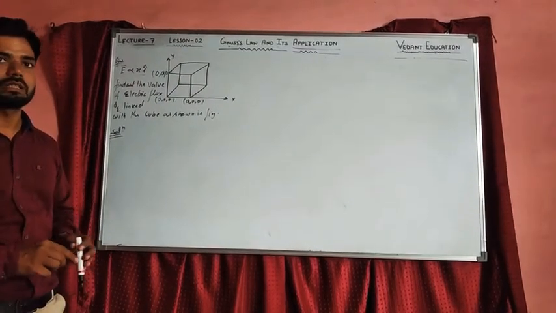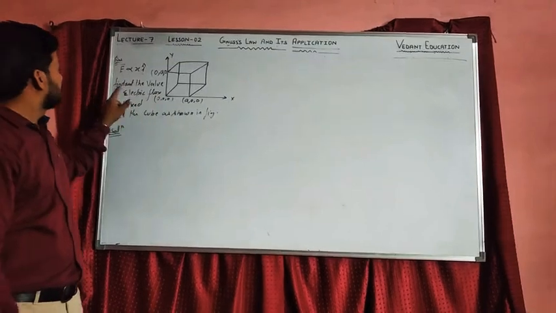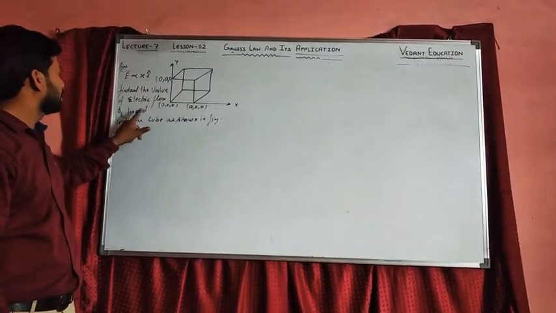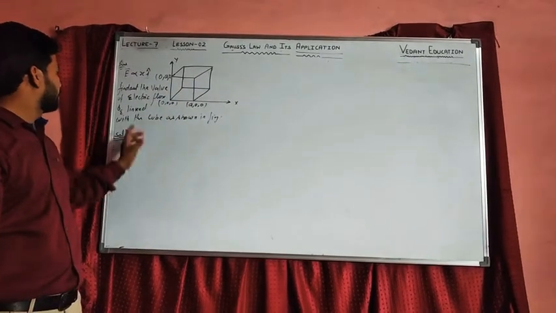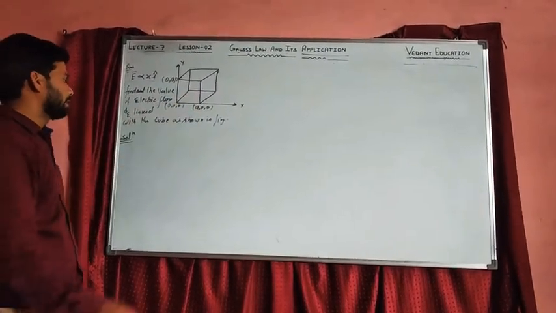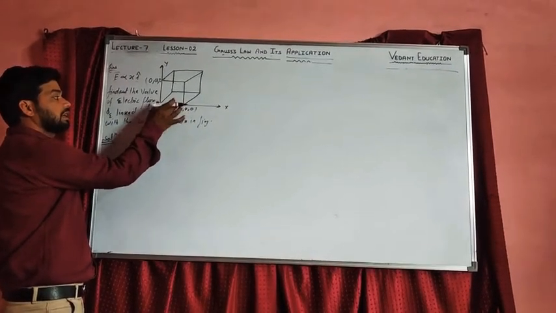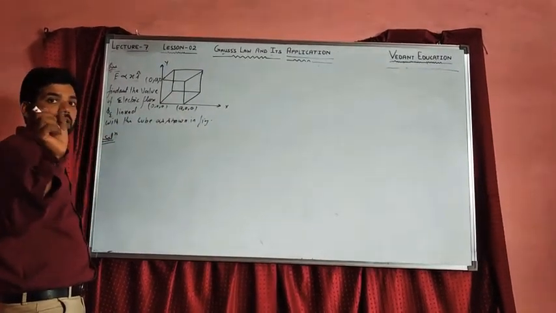Okay. The question says to find the value of electric flux phi E linked with the cube as shown in the figure. With the help of this representation, we can guess the length of one side of the cube is A.